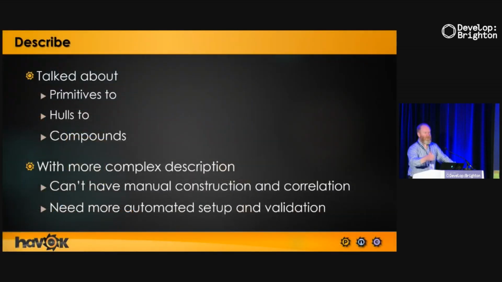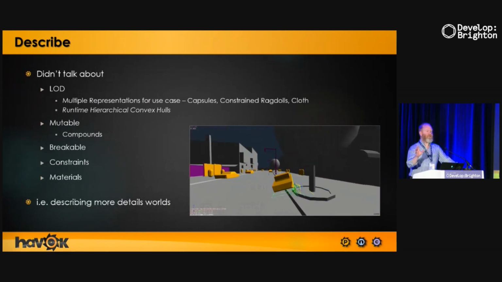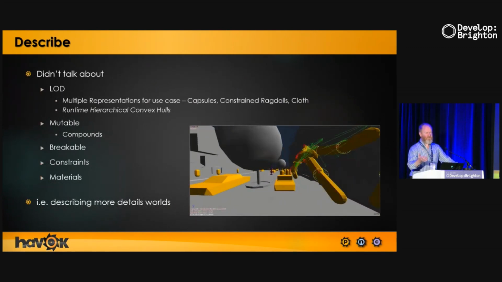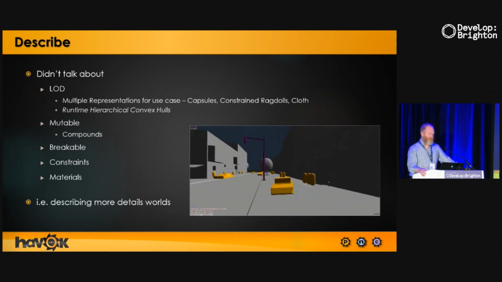So I talked about primitives and we moved on to hulls as standard, and we're talking about compounds and them being the standard. But ultimately, we're talking about a more complex description, right? We can't have manual construction to get the correlation up. We need to have automatic setup and validation. I didn't talk about loads of things. I didn't talk about LODs. Even LODs are to a certain extent use case specific and based on a bit of bookkeeping.